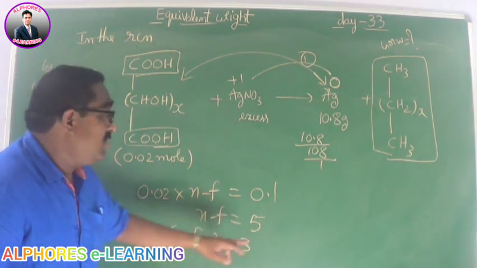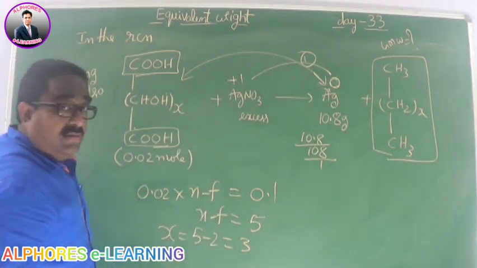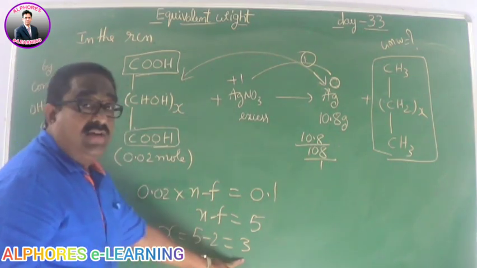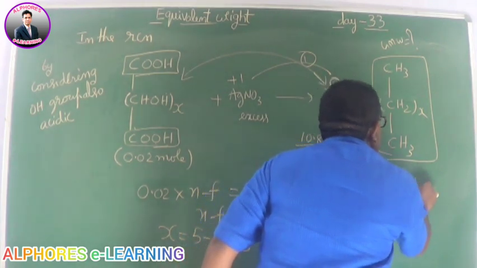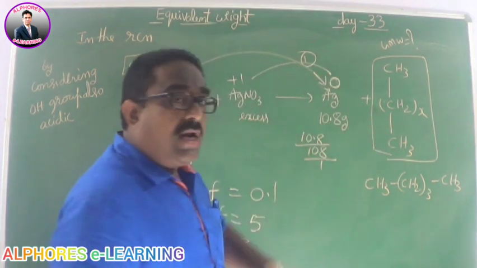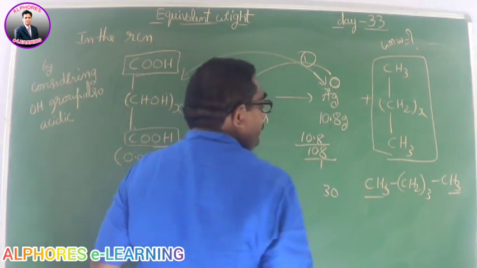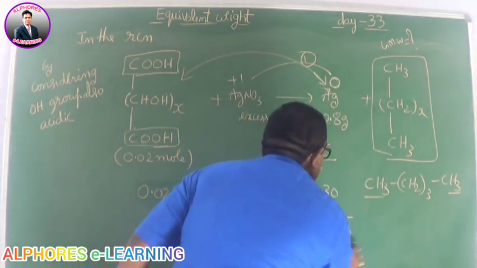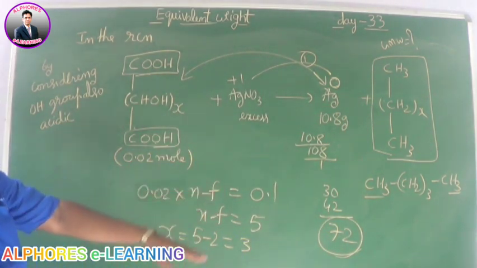N factor is 5. But all the carbons are changing into a hydrocarbon part, carbon and hydrogen part. So you have to subtract these two. So remaining x value is 3. Now we can write this as CH3, CH2 taken thrice, CH3. Now we can calculate the molar mass. 15 for this, 15 for this, 30. 12 plus 2, 14. 14 threes are 42. So that is 72. So finally we got the molar mass of that substance.